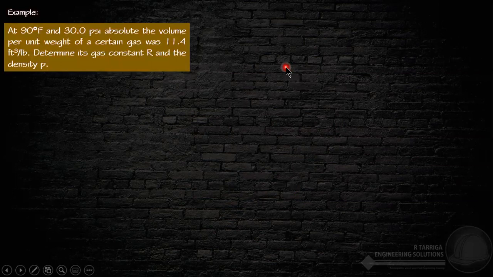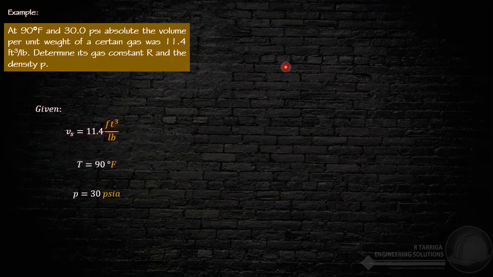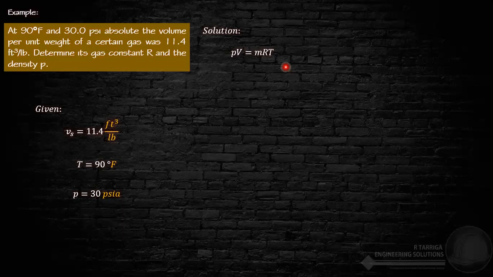Next example. At 90 degrees Fahrenheit and 30 psi absolute, the volume per unit weight of a certain gas was 11.4 cubic feet per pound. Determine its gas constant R and the density, rho. Okay, so let's use the ideal gas law again. Let's write the given. For the gas constant, again we use the ideal gas law, PV equals MRT, and we will just rearrange. But now, we have no density given, since it is also being asked. The given is the specific volume, the temperature, and the pressure, which is absolute.